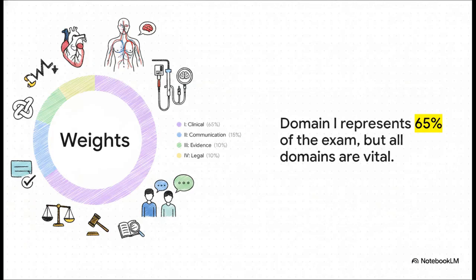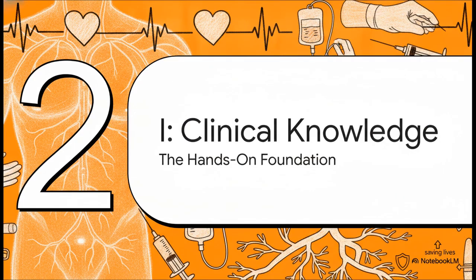Take a look at how they actually weight this exam. A massive 65% of your score depends directly on clinical knowledge and application. And honestly, that makes total sense, right? You absolutely have to know your devices, your anatomy, and how to manage complications. But please do not sleep on domains 2, 3, and 4. Together, they make up that remaining 35%. And frankly, those domains are what elevate you from just being a skilled technician to becoming a true holistic vascular access specialist.